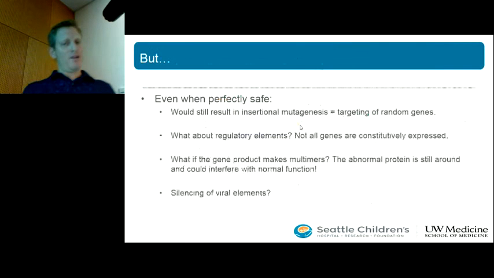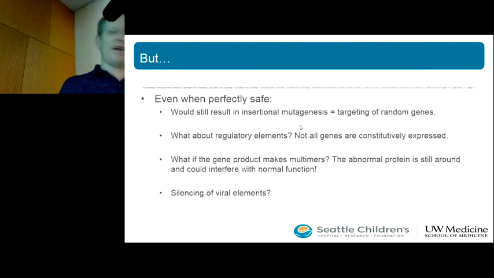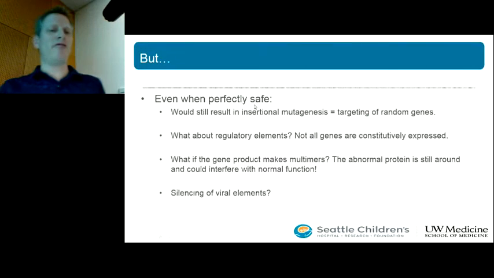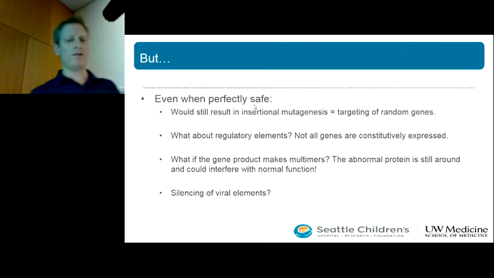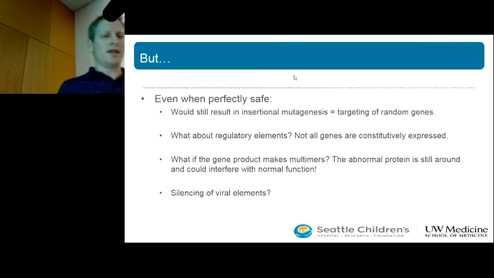In any case, even if we do it perfectly, in a perfectly safe way, we still have some problems. So usually when you use a viral vector, your gene gets inserted into random places. You can't control exactly where it will get inserted. So what you get is insertional mutagenesis. So mutation, just because you put some nucleic acids in some random place. So you can target different genes, you can lose function of some gene, and who knows what can happen.